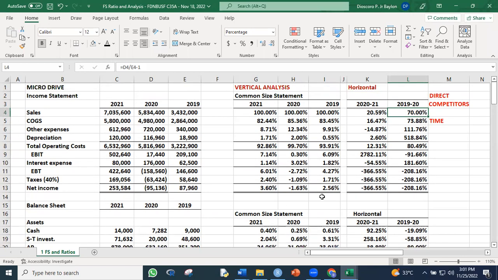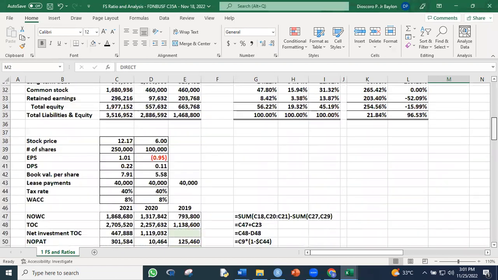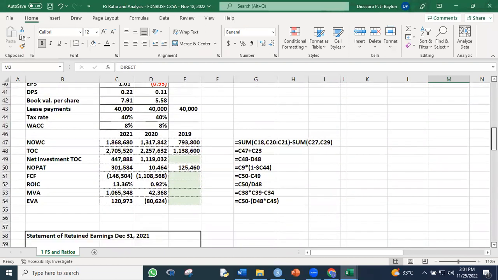But these are just all internal values. This is comparing with time. This is comparing with a certain benchmark. Okay, we need to also compare with the direct competitor. Okay, notice I said direct competitor. It's not just any company in the industry. Dapat direct, no? Okay, so I hope you recall what direct means.